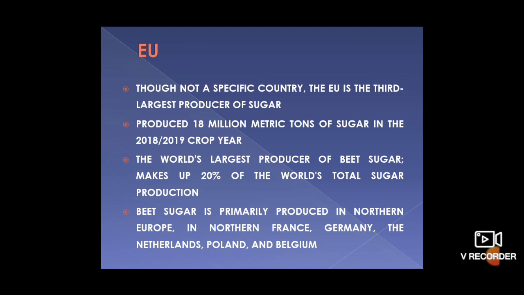The European Union is a collection of many countries in Europe. It is the third largest producer of sugar in the world. The Union produced 18 million metric tons of sugar in 2018-19 crop year. The world's largest producer of beet sugar is the European Union. That makes up almost 20% of the world's total sugar production. The beet sugar is primarily produced in the northern European nations as well as in northern France, Germany, Netherlands, Poland and Belgium.